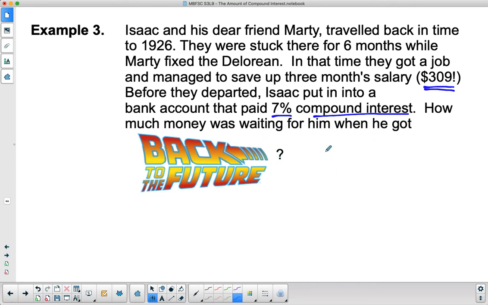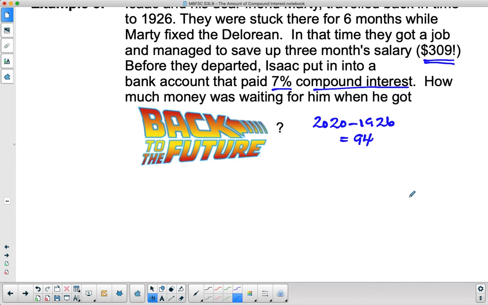Okay, so how many years was it there? This is 2020, so we're going to assume they come back to 2020 minus 1926. 2020 minus 1926 means that it sat in the bank account for 94 years. That's a long time for money to sit around and do nothing.